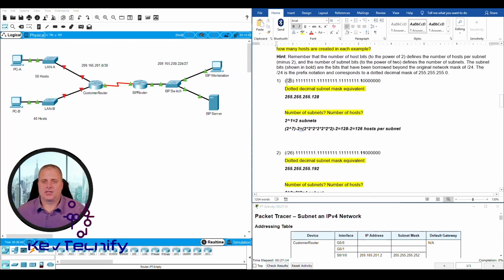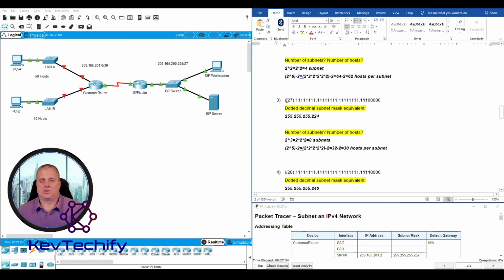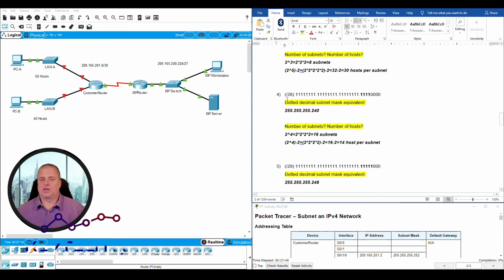Coming down here, our /25 had 126 hosts. 126 is more than 50, so /25 works. /26 has 62 hosts per subnet. 62 is more than 50, so /26 works. /27 has 30. 30 is not more than 50. You need 50 hosts per subnet. That means the /27 won't work.